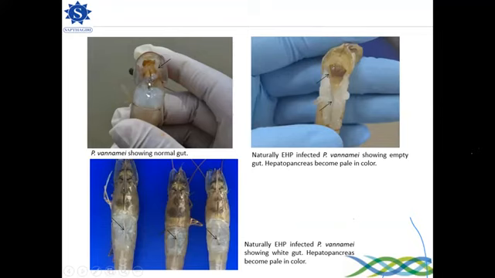If there is any white coloration or any gap or some white fecal floating or watery gut, we call it watery gut present, which means there is a possibility of EHP infection. Once the EHP infection starts, the gut becomes empty, watery, then all the reserve fat cells almost become sloughed off. That's why the white color is forming.